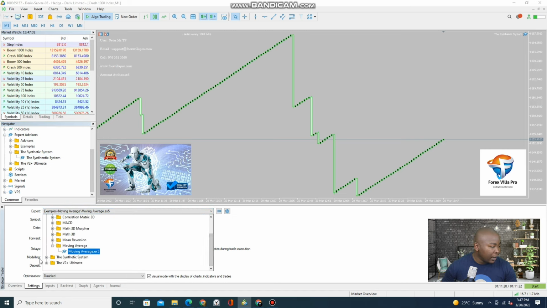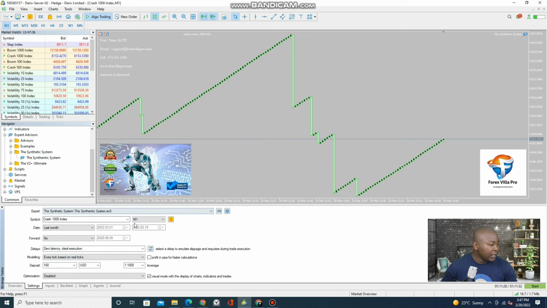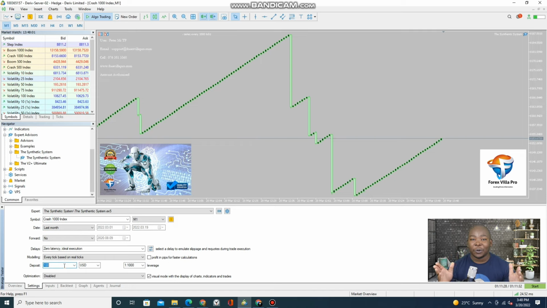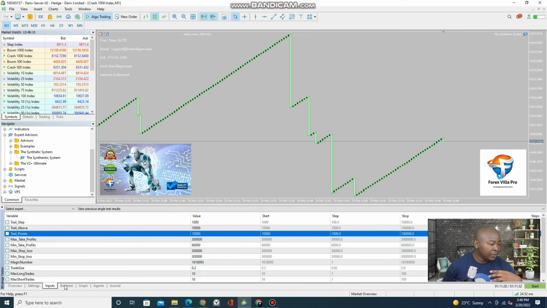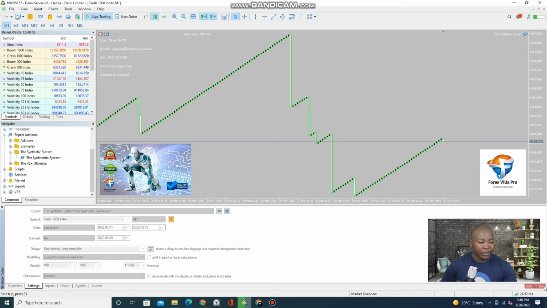So I'm going to open the strategy tester, select my EA over there, and run it on Crash. We're going to be looking at last month's history, from the 1st of March to the 19th of March 2022, and modeling every tick based on real ticks. We're going to start with 100 USD because the system is actually 100 USD. We're having a special. It's normally 200 USD, but we made a 50% special just so that we can kickstart this. So 100 USD it is. We'll see the input settings and everything, but I've already run this test, so I'm just going to click start, and there you go.